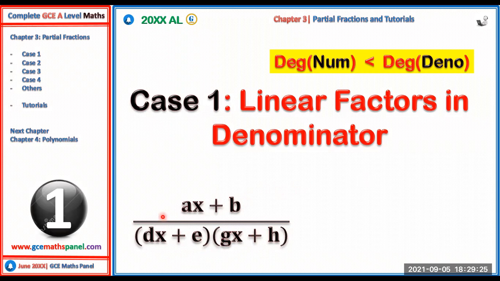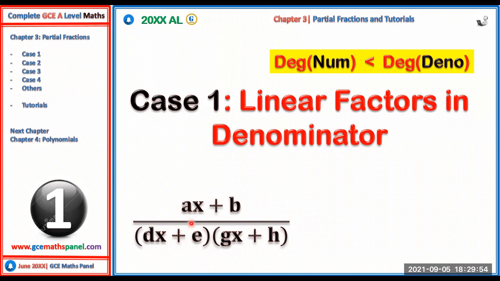So when a fraction is written like this, the degree of the numerator is 1, and the degree of the denominator is the highest degree in this bracket times the highest degree in this bracket. In that case, x to the power 1 times x to the power 1, which is x to the power 2, and the degree of the numerator here is less than that of the denominator, which is 2. So in this case, we can express this in partial fractions as follows.